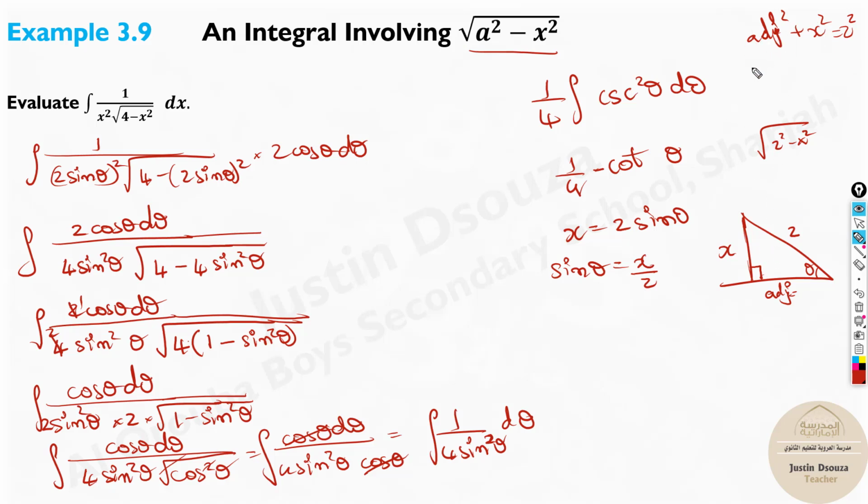Now I need adjacent squared. So I will take this x squared to the other side. It will be adjacent only I need. It's squared, right? It will be equal to 2 squared minus x squared. Now take the square root on both the sides. You're going to get adjacent side equals square root of 2 squared minus x squared. So another easy way to write is, if any side is unknown, that side will be equal to square root of the hypotenuse squared minus any one known side squared. So that is square root of 4 minus x squared.